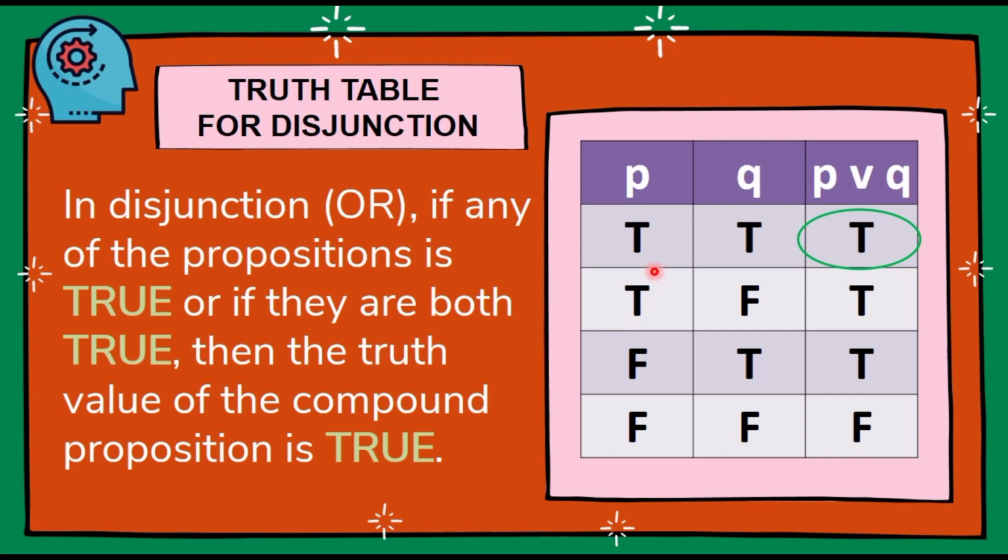Next. True, false. So, in this, we have the value of P which is true. So, sabi nga natin, bigyan mo lamang ako ng isang true, magiging true. False, true. Meron ulit tayong true. So, basically, the result is true. And the fourth, false, false. The answer is false. So, the truth table for disjunction is true, true, true, false.